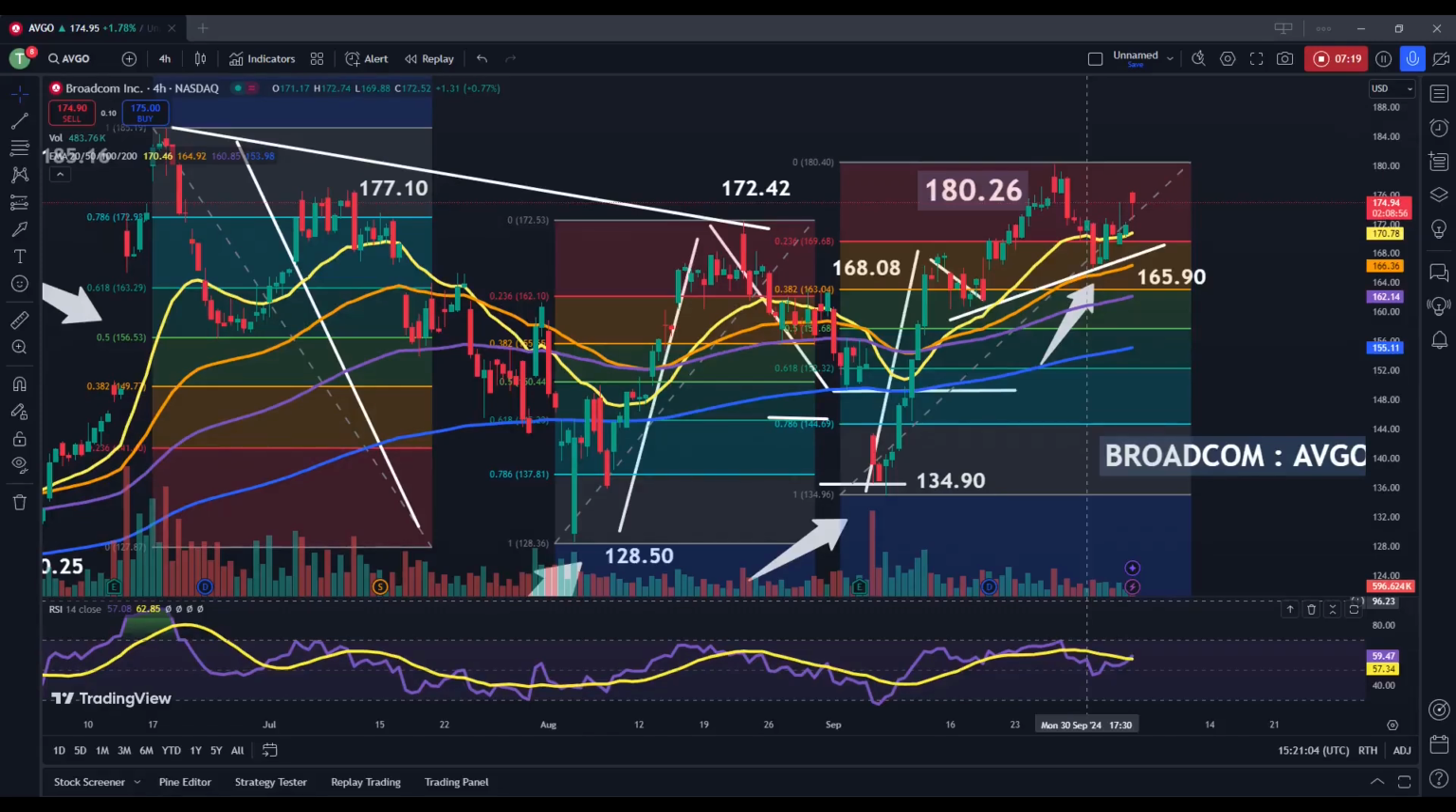This is the current stock market update for Broadcom Incorporated, stock ticker AVGO.